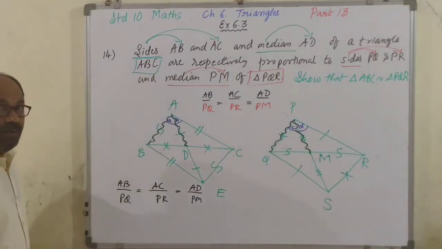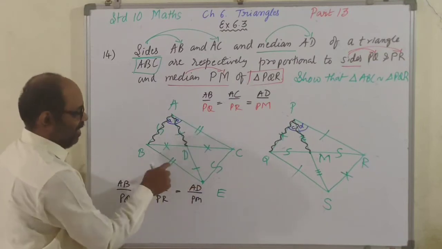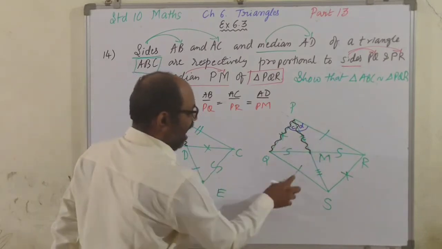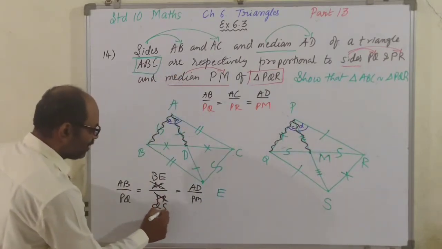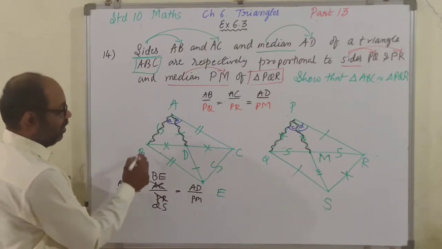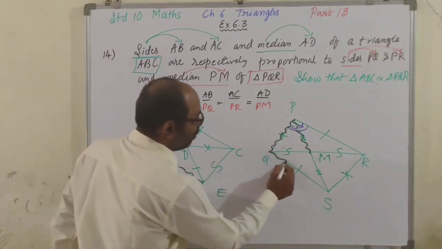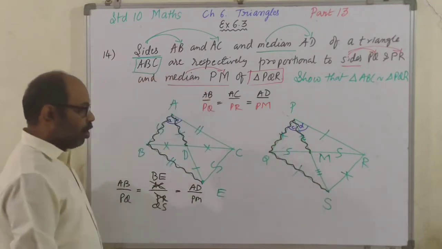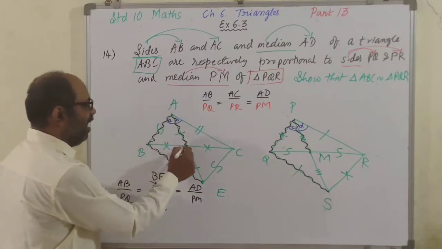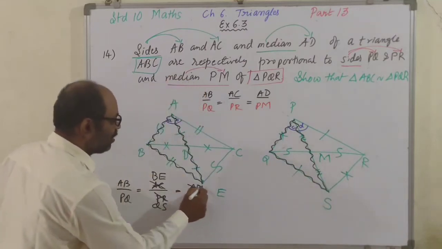In the next step, what is AC equal to? See this mark: AC equals BE. And PR equals QS. So now you got AB upon PQ equals BE upon QS. Children, the triangle is not complete; this side is only half, so complete it.